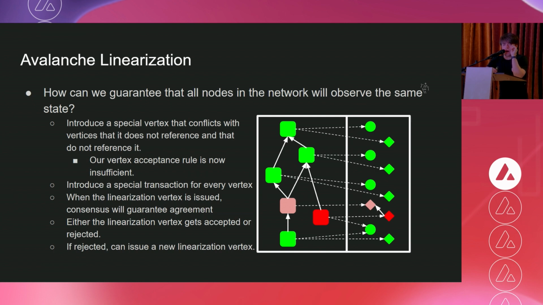You get a nice property here where you could end up rejecting the stop vertex, and if it does get rejected, you can essentially just reissue another one. There's no real major overhead. Once you get it accepted, it will guarantee that everything up to that point has basically a canonical state in a global view.